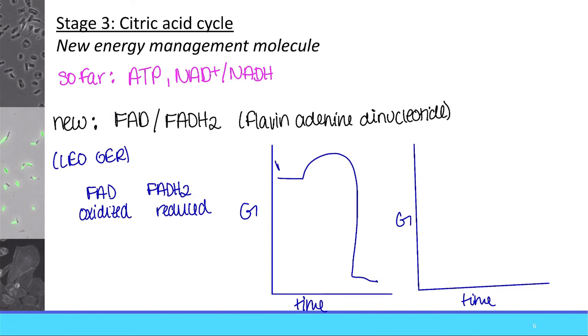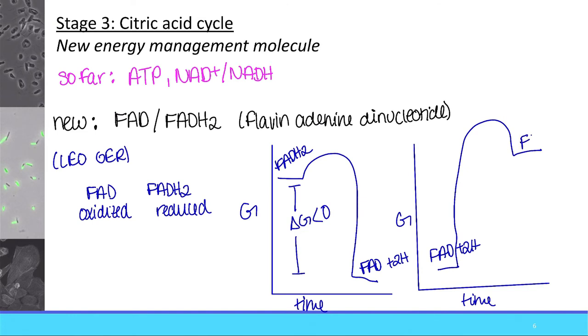So let's start with FADH2 going to FAD plus 2H. So it is losing electrons, so it is oxidized. So when we get the oxidation of FADH2, this delta G is going to be less than 0 or negative, so this is a favorable reaction, and so this is going to release energy. Now, when we are taking FAD and adding 2 H's or adding 2 electrons, we're gaining electrons and we are reducing. So when we get the reduced form of FAD, we end up with an endergonic reaction. And so delta G is greater than 0, and that requires an input of energy. So we will see this new energy management molecule as we go through the citric acid cycle.